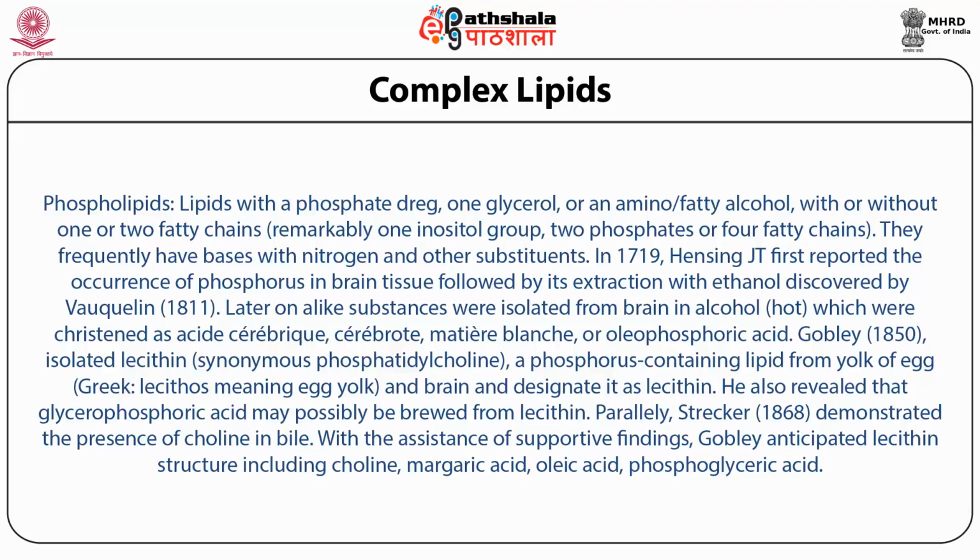He also revealed that glycerophosphoric acid may possibly be obtained from lecithin. In 1868, parallel to the work of Gobley, Strecker demonstrated the presence of choline in bile. With the assistance of supportive findings, Gobley anticipated lecithin structure, including choline, margaric acid, oleic acid, and phosphoglyceric acid.